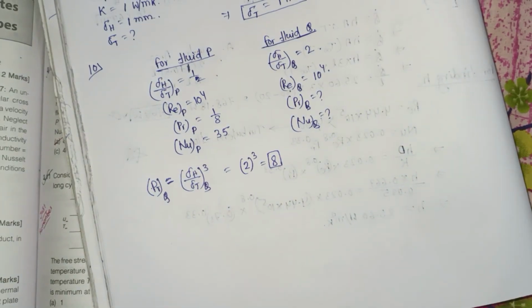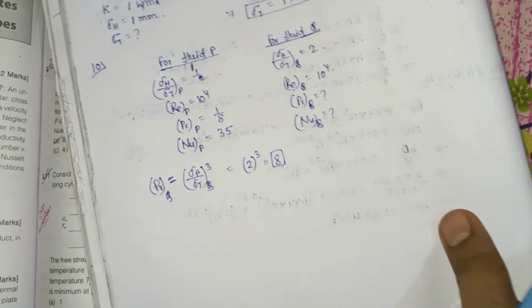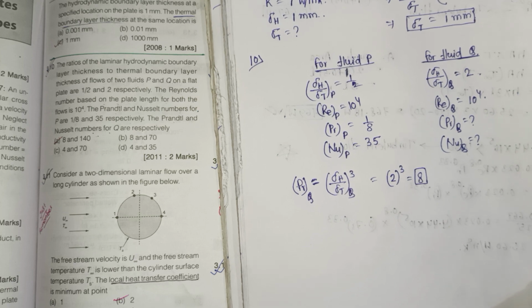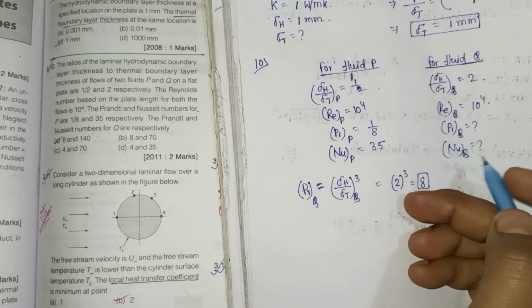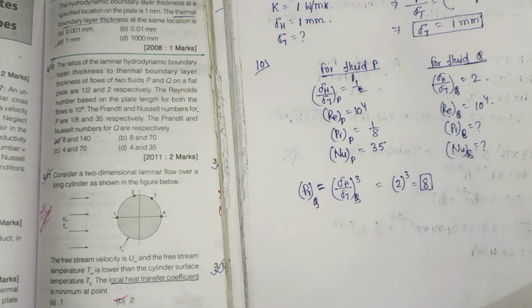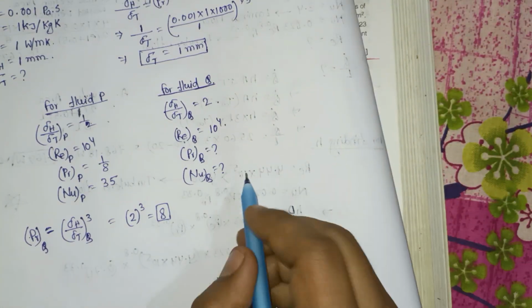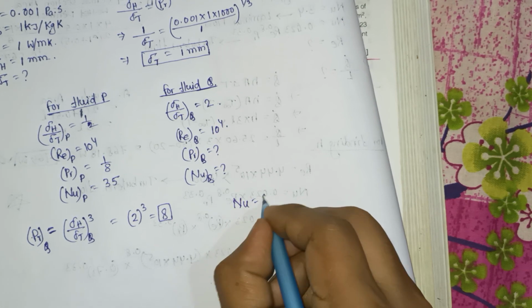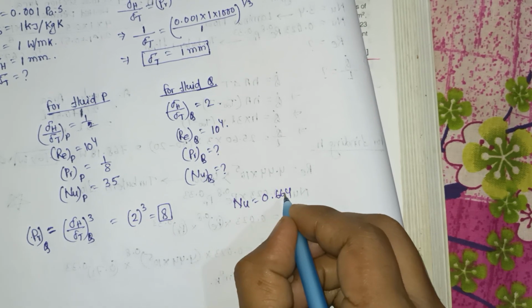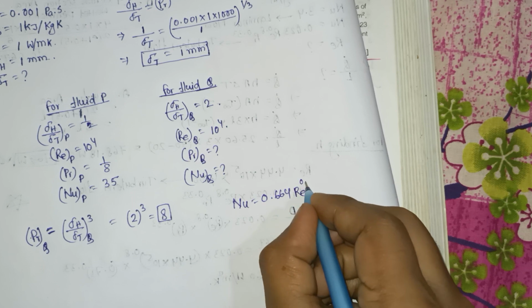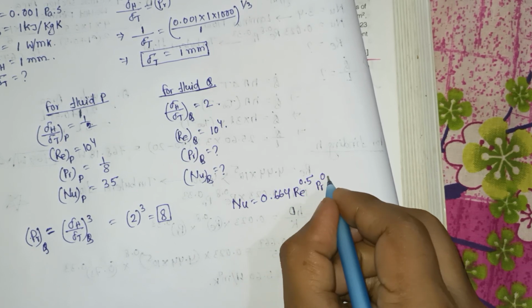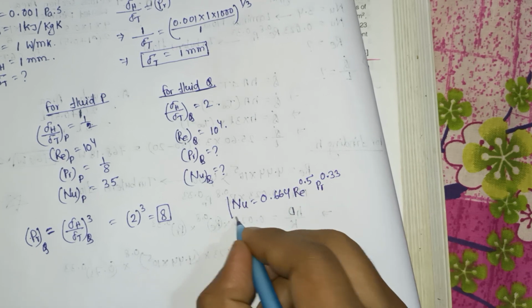Now you have to calculate the Nusselt number for Q. You know the formula of Nusselt number, that is equal to 0.664 Reynolds number to the power 0.5 and Prandtl number to the power 0.33. You know this formula.